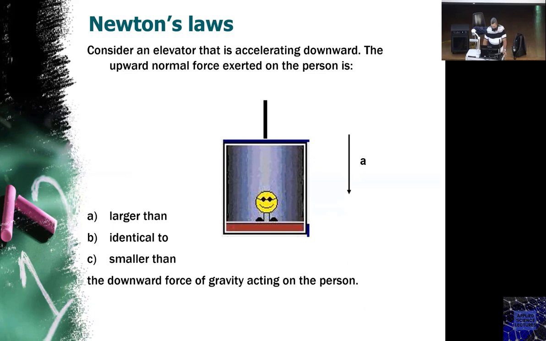So let's look at this one. Consider an elevator that is accelerating downward. The upward normal force exerted on the person is larger than, identical to, or smaller than the gravitational force. Same concept. You look at the direction of the acceleration, and then the net force, the resultant force, is in the direction of the acceleration.